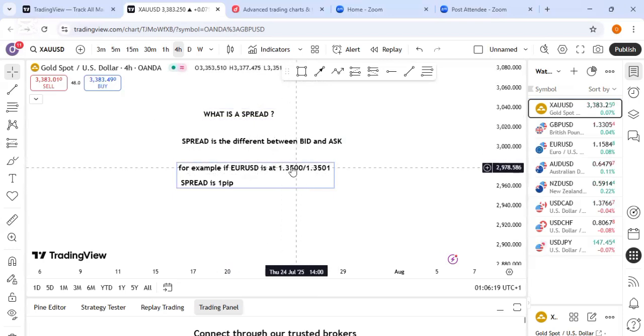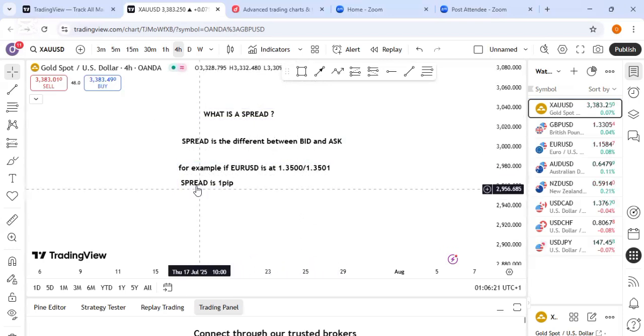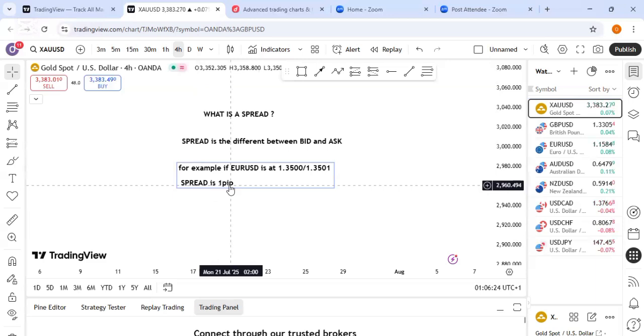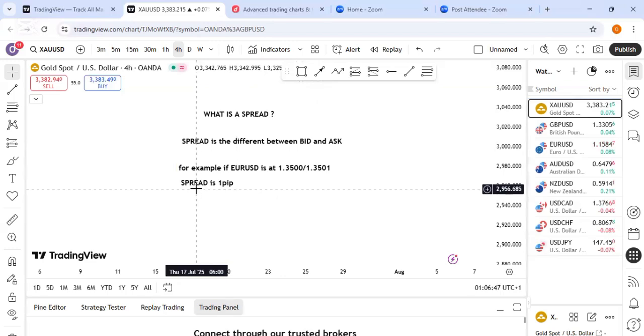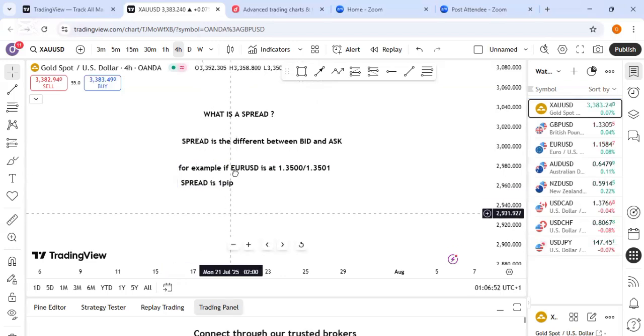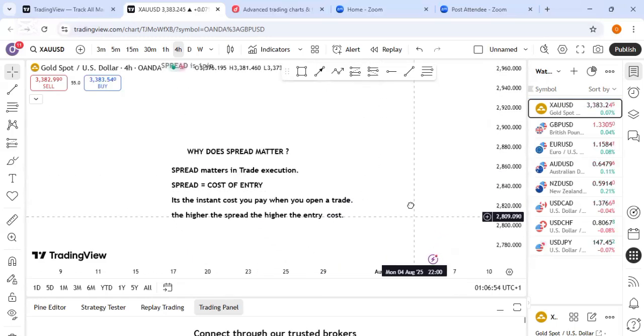If you are able to figure out the difference between this and this, which is one pip, I've talked about pips and how to calculate them in our previous classes. You can go and check our previous classes, where I talk about the pip, so you know how to calculate pip. Basically, we use pips to differentiate between the bidding price and the asking price. So this is 1.3500 and this is 1.3501. The difference is just one pip, and that is what we call spread. Simple as that.